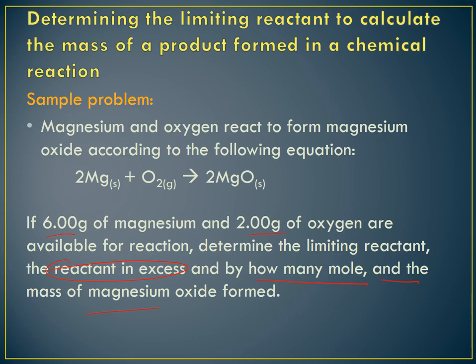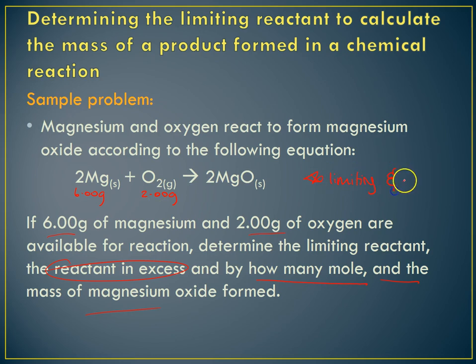One good thing is always to collect our information. So we have 6.00 grams of magnesium here, 2.00 grams of oxygen here, and hopefully what you've realized is that we have a mass for both our reactants. When we were doing mass stoichiometry, we were always missing one. We didn't have both. So anytime we have a mass or an ability to find a mole of both reactants in a reaction, it should tell us that it's going to be a limiting and excess problem.